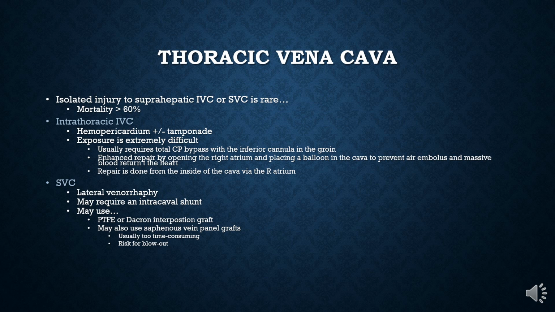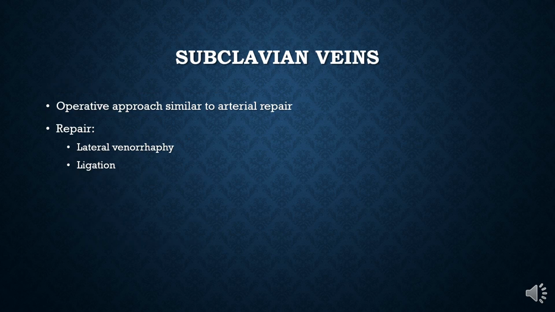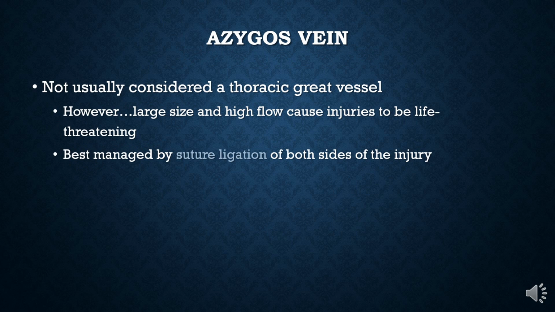SVC: lateral venography, may require an intracaval shunt, may use PTFE or Dacron interposition graft, may also use saphenous vein panel graft, usually too time consuming, with risk for blowout. Pulmonary veins are difficult to manage by an anterior incision and usually require an ipsilateral thoracotomy. Consider temporary occlusion of the hilum. If ligation is necessary, resect the lobe as well. Subclavian veins: the operative approach is similar to the arterial repairs, lateral venography and ligation. Azygous vein is not usually considered a thoracic great vessel; however, due to its large size and high flow, injuries could be life-threatening. Best managed by suture ligation of both sides of the injury.